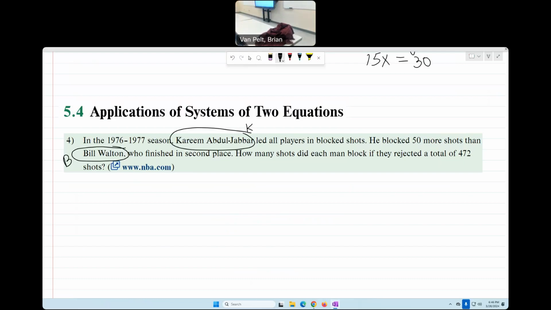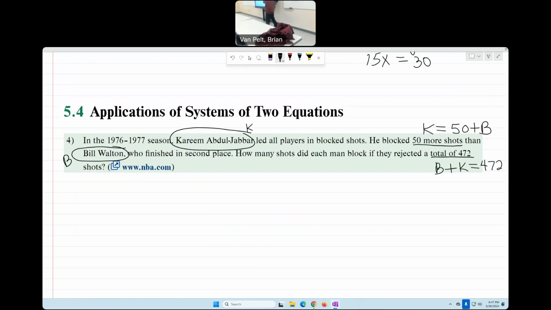So I was thinking B plus 50 equals K. So you have right here, he blocked 50 more shots, right? So 50 more shots right here, right? So that would mean that K equals 50 plus B. Isn't that so? So there's one equation. And then B plus K equals 472. Then right here, total of 472, that's B plus K equals 472.